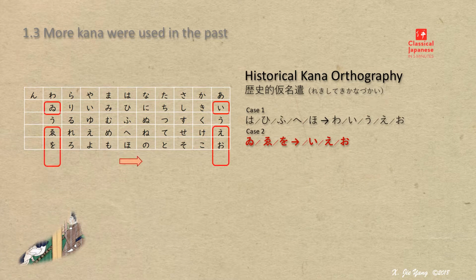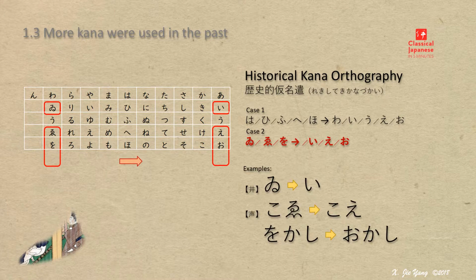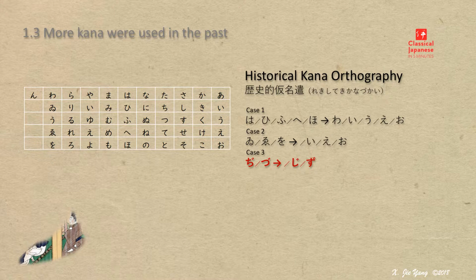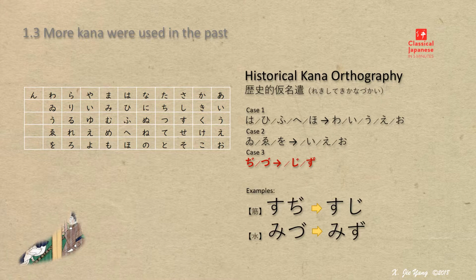Case 2. This time, wa row. Similarly, i, e, o in the wa row are replaced by i, e, o in the a row in modern Japanese. Examples are ido, koe, okashi, etc. Case 3. Ji, zi in the da row are replaced by ji, zi in the za row. Examples: 水, mizu.